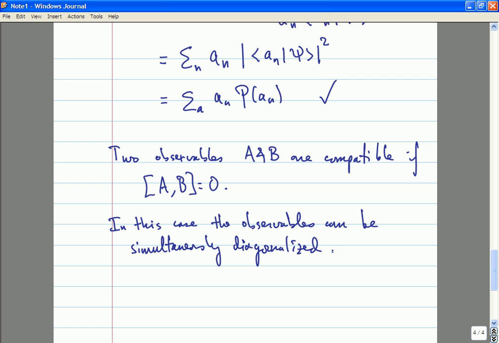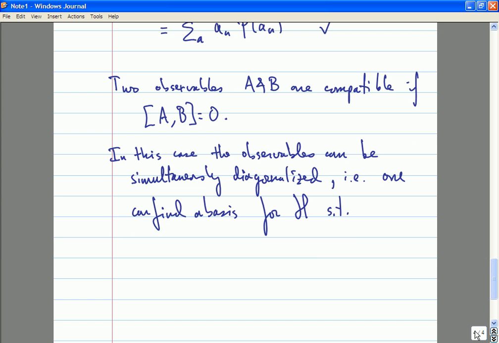So the statement that they're simultaneously diagonalized means that one can find a basis for H such that if you take the operator A and act it on one of the basis elements, you get a number, and if you take the operator B and act it on one of the basis elements, you also get a number.